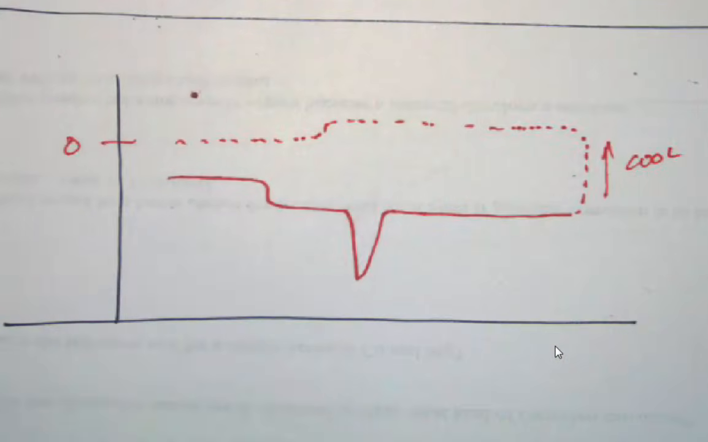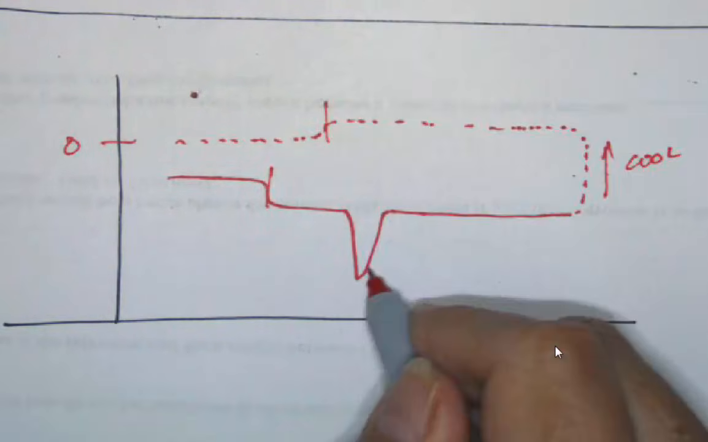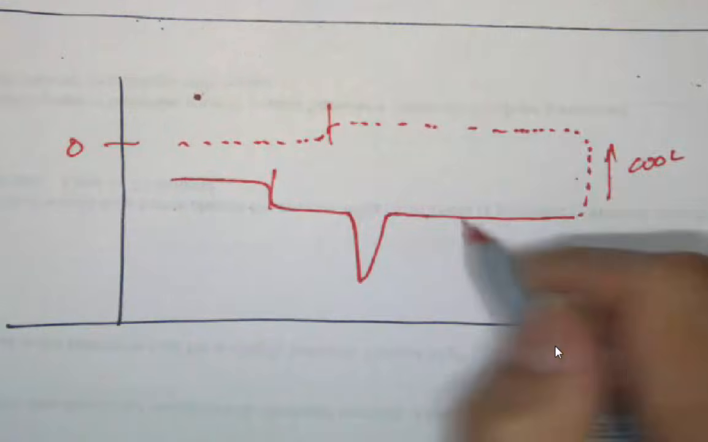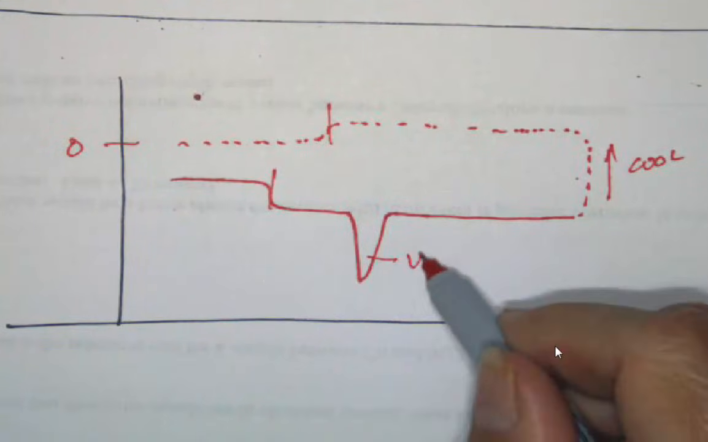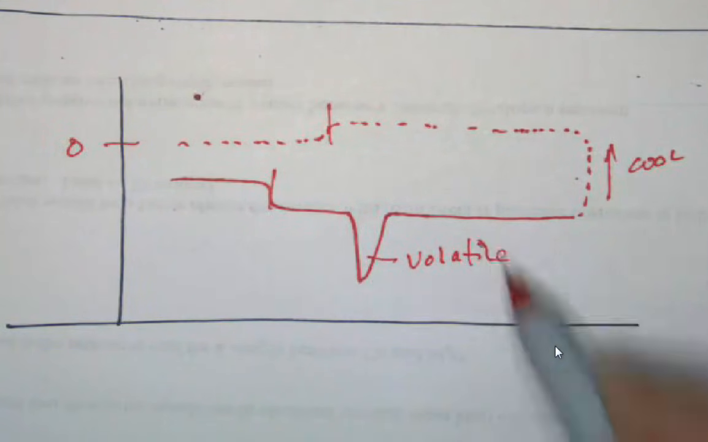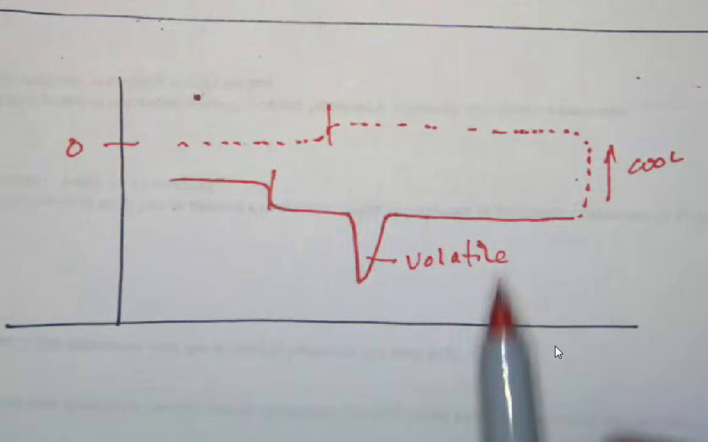And so here's my cooling going on there. Now, the fact that we have an endotherm followed by nothing on the cool down, there's no exotherm, no crystallization, says this was a volatile. So we can label that. And this highlights a point.